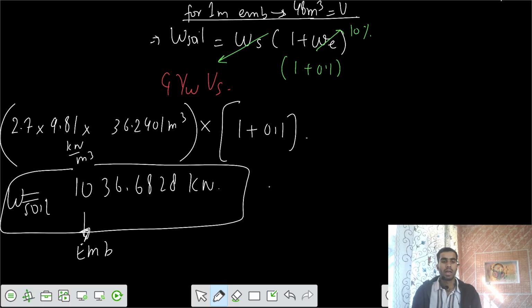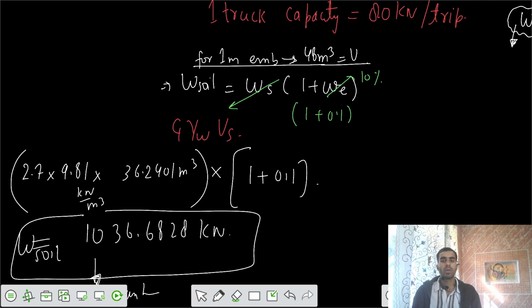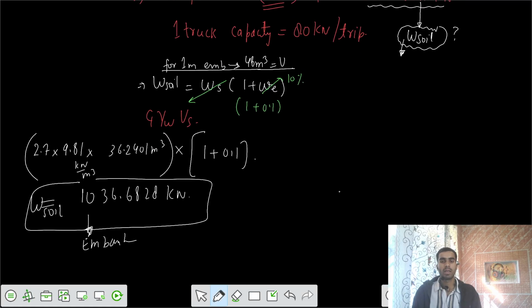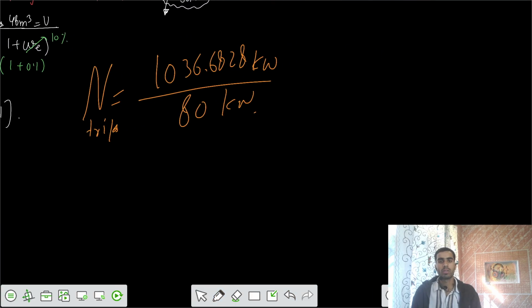This much amount of soil we have to transport to the embankment. And our capacity of one truck is 80 kilonewton. So what is the number of trips we need to have? The number of trips n of that particular truck is the total soil, 1036.6828 kilonewton, divided by 80 kilonewton. That is almost equal to 13 trips. We can have 13 trips.